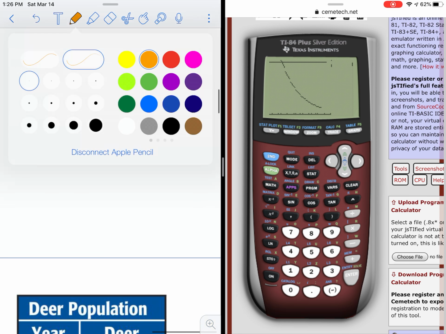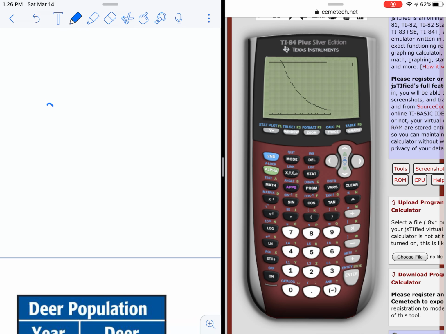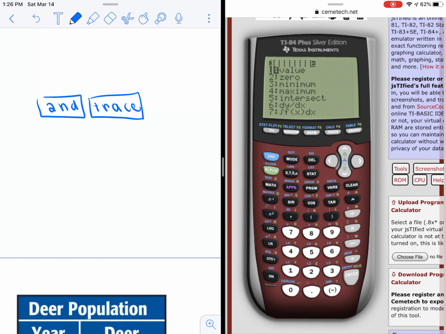Now, if you remember, to find intersections, we have to do second, trace, and then choose the intersect option. So second, trace, and then option 5 is intersect. So you can hit enter 3 times, and I might have to pause the video and come back and create a second video where I'll show you the correct answer.